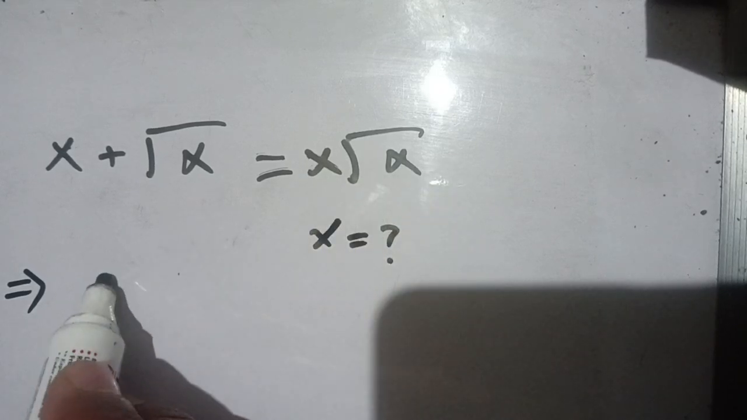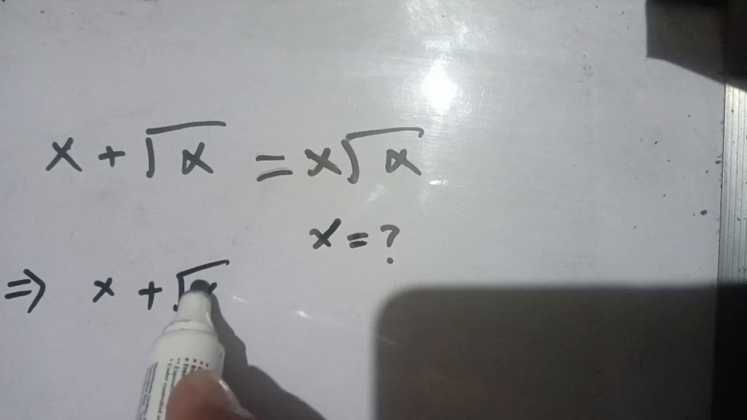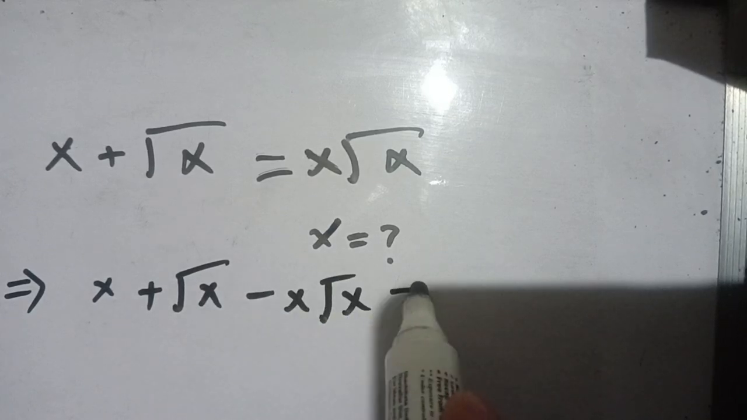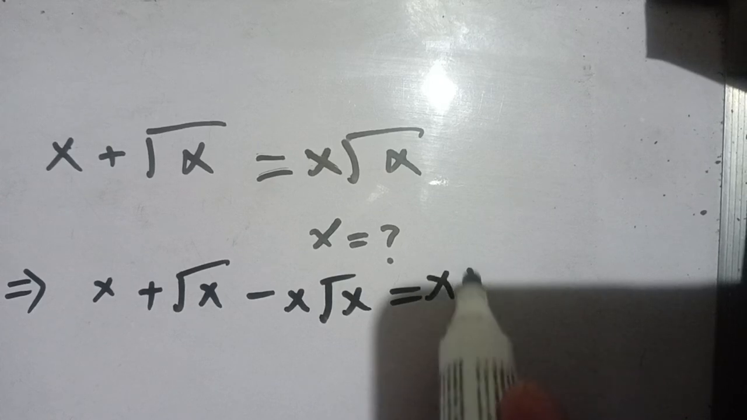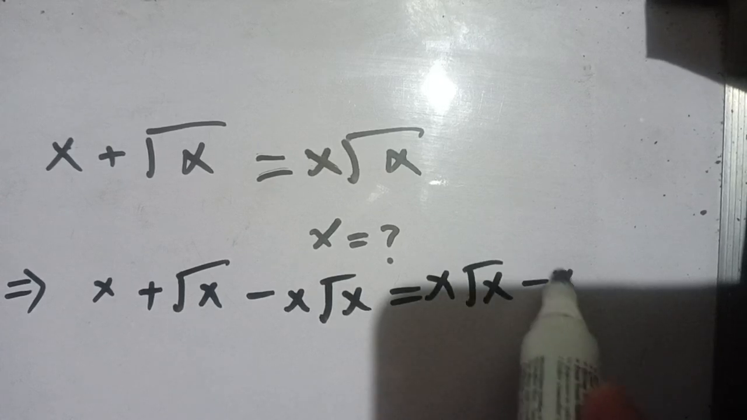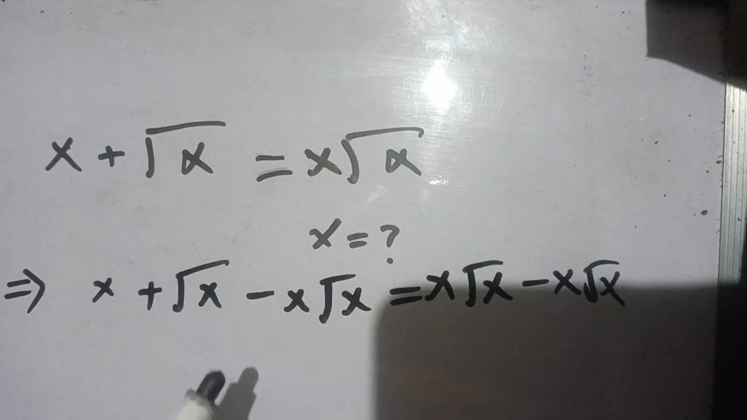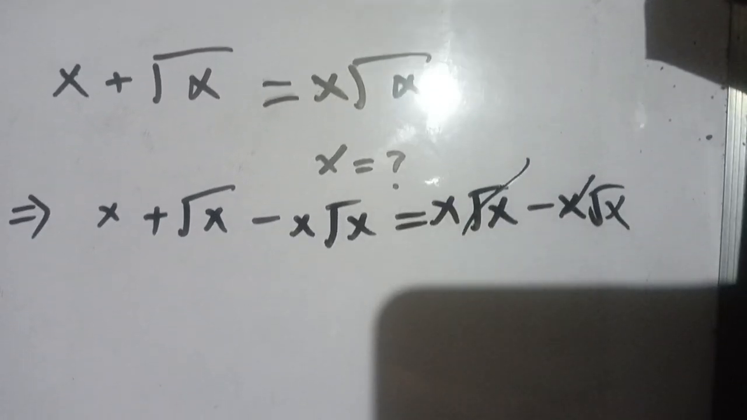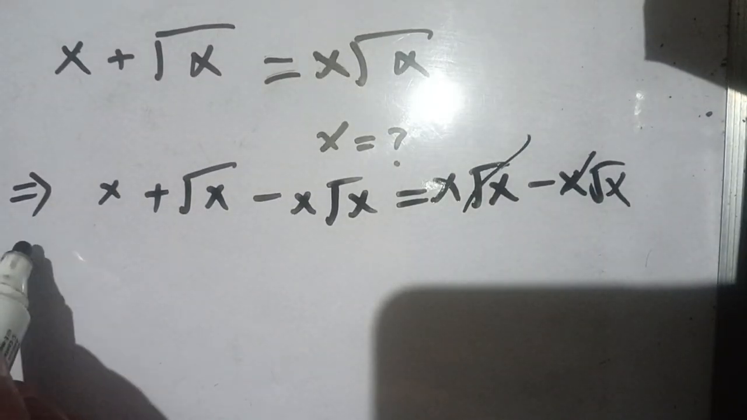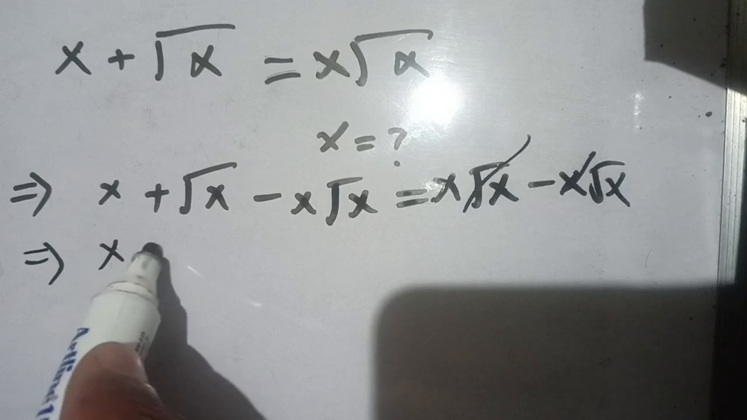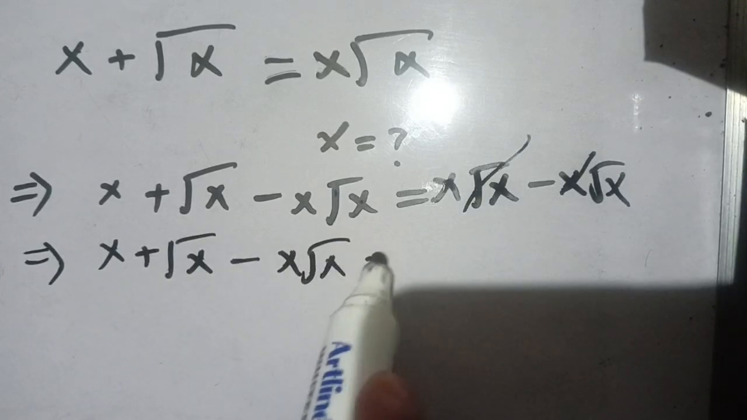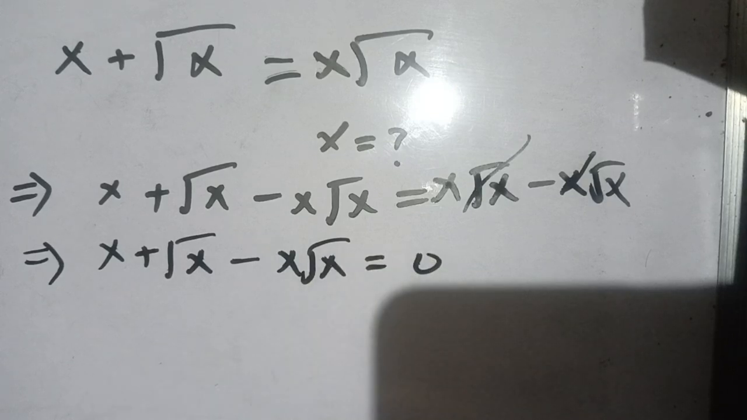We get x plus square root of x minus x times square root of x is equal to x times square root of x minus x times square root of x. Now on the right hand side it is of opposite sign, so we can cancel out both of these terms, and now we get x plus square root of x minus x times square root of x is equal to 0.